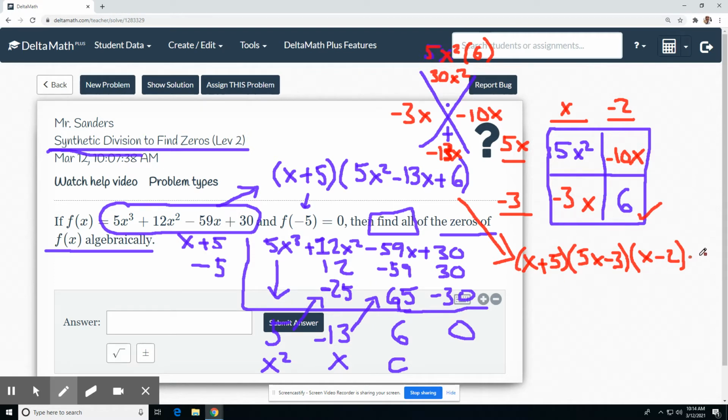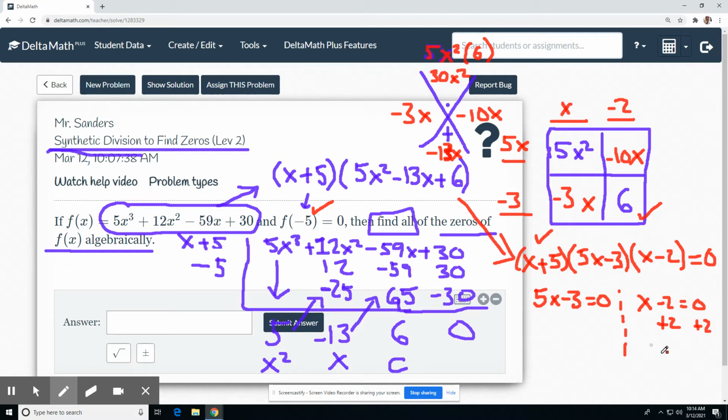So this is basically the zero product property now. When are each of these equal to 0? Well, we have the negative 5 already. Check. That's this one. Then we would say 5x minus 3 equals 0, and x minus 2 equals 0. Each of these factors has to be equal to 0, and then we'd see where that happens.